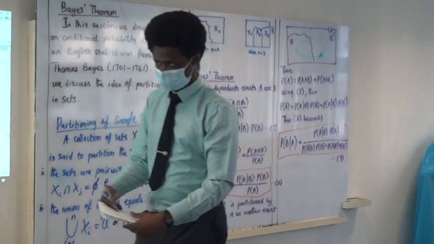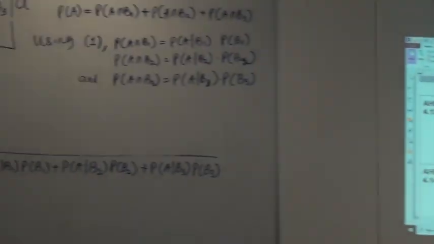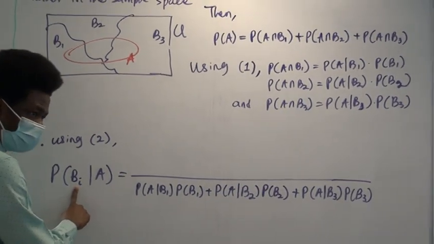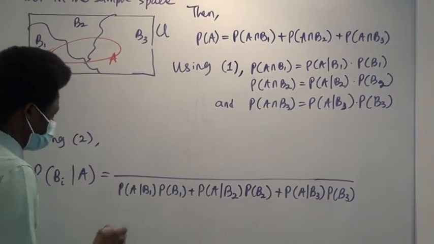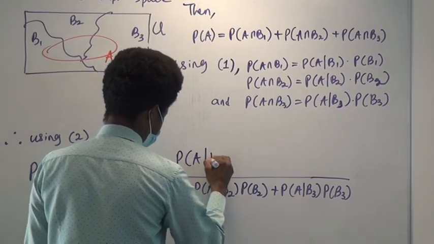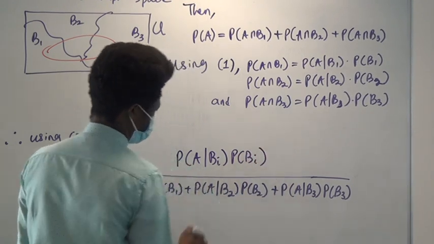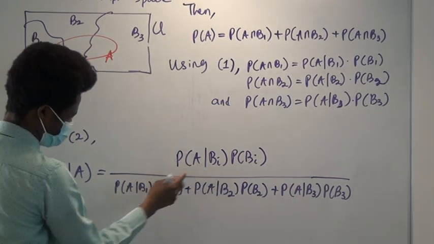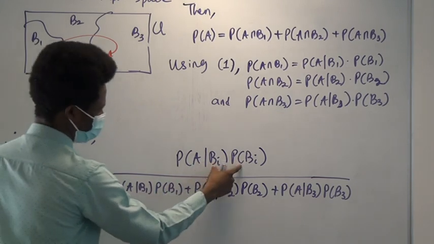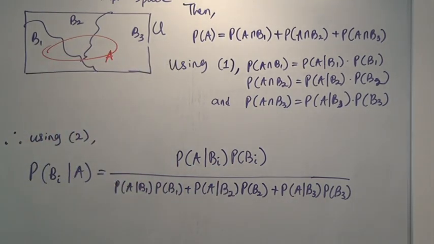So we are not just writing probability of B, we are saying probability of B, I. We don't know which of the B's we are dealing with. But whichever B we are dealing with is going to be our numerator. So that will be probability of A given B, I, probability of B, I. So if it is one, you have one, the same thing here. If it is two, then it is here. If it is three, am I making sense?